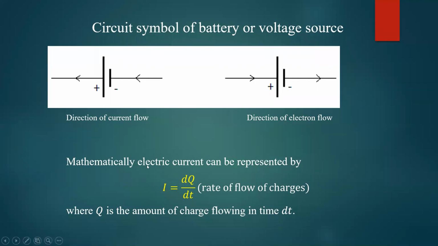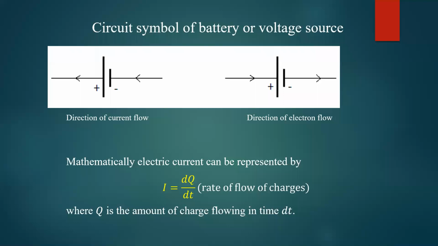Next, mathematically, what is the expression for electric current? How is electric current represented? Mathematically, electric current is represented by I equal to dq by dt. Already I have defined electric current as the rate of flow of charges. The rate of flow of charges is represented as dq by dt. What is q here? q is the amount of charge flowing in time dt, where time dt is very small. So I equal to dq by dt is the mathematical expression for electric current. Here q is the amount of charge flowing, and dt is time.